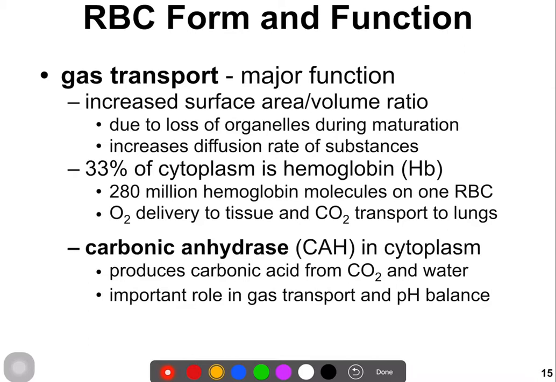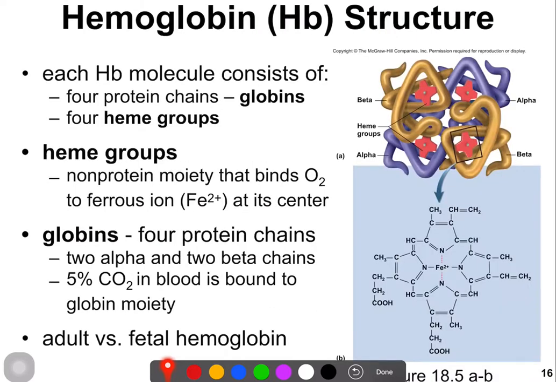Now, we've talked about gas transport before. I'm not going to spend much time on this, just to point out that the increased surface area to volume ratio really allows for a lot of exchange. About 1/3 of the cytoplasm is occupied by hemoglobin. I wouldn't ask you to memorize this number, but to give you an idea, there are about 280 million hemoglobin molecules in one red blood cell. And they're about O2, CO2. We've already talked about carbonic anhydrase in the lung chapter. Let's have a quick look at hemoglobin.